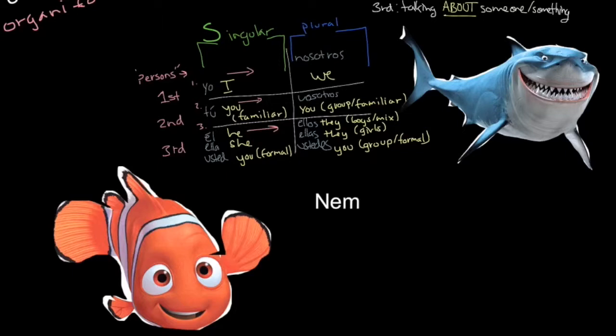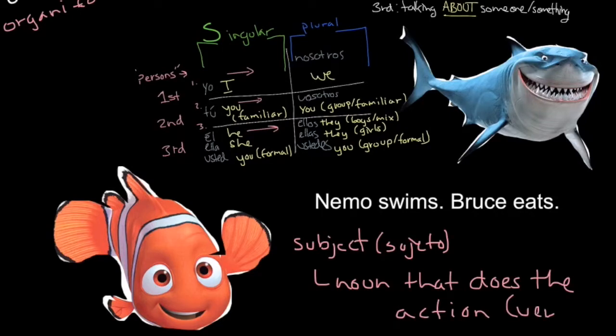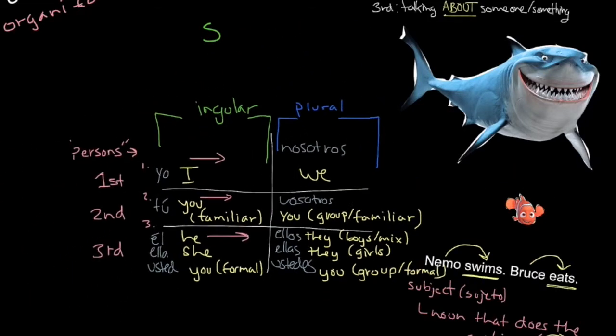Here we have Nemo and Bruce from Finding Nemo. Let's have two sentences. Let's work with Nemo swims. Bruce eats. Now we need to be able to pick out the subject of these sentences, or sujeto in Español. It's the noun that does the action, so the main noun. So if you can find the verb, like swims or eats, what's doing that action? Swims is Nemo, Bruce is eats. So Nemo is the first subject.